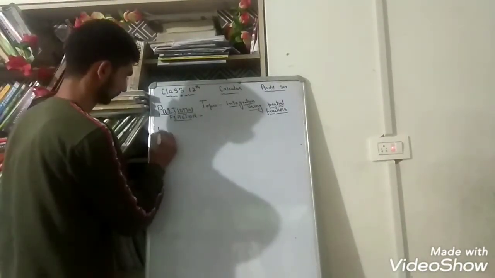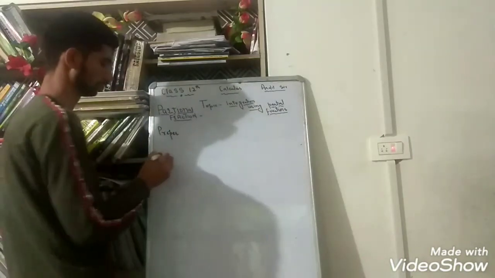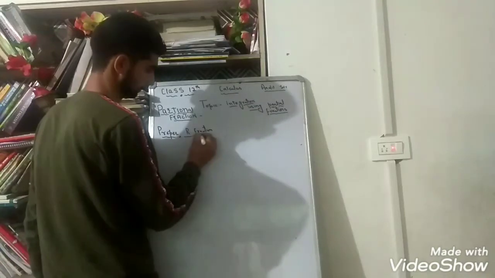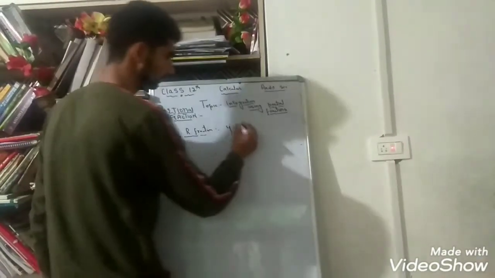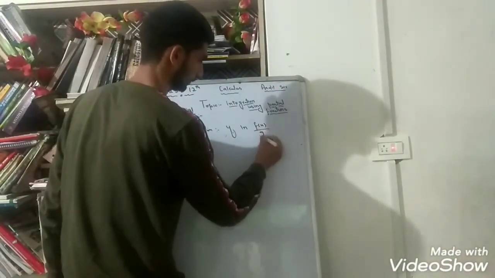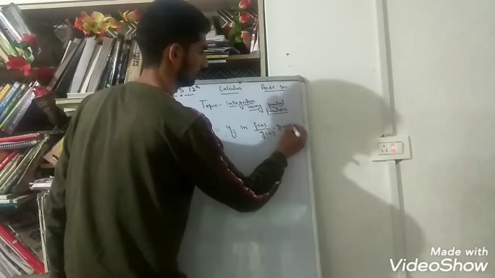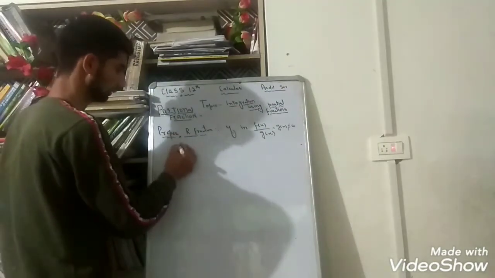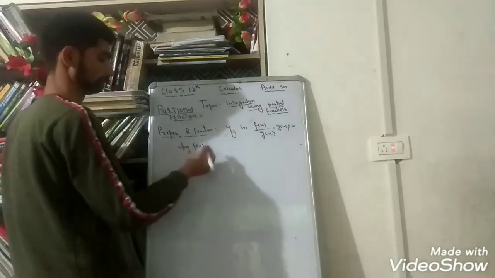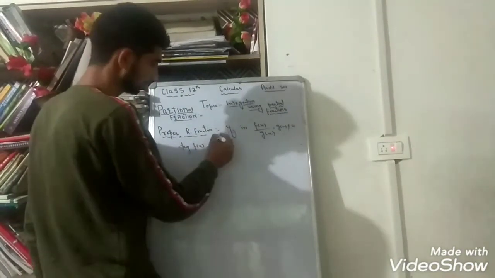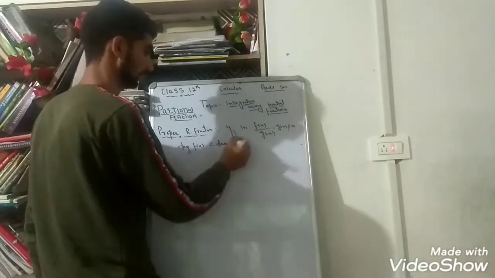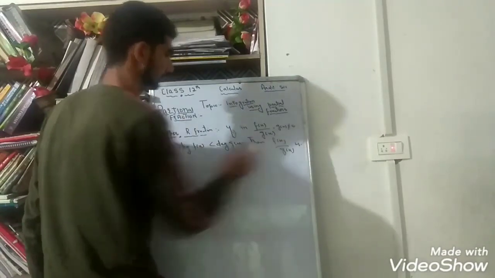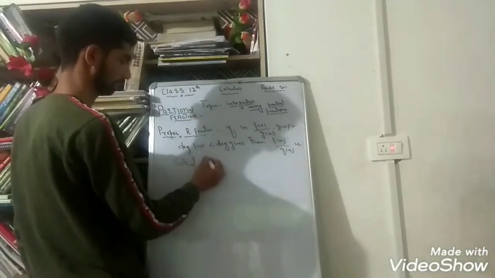Now you write proper rational fraction. If f(x) divided by g(x), g(x) not equal to 0, and the degree of f(x) is less than the degree of g(x), then f(x) divided by g(x) is called a proper rational fraction.